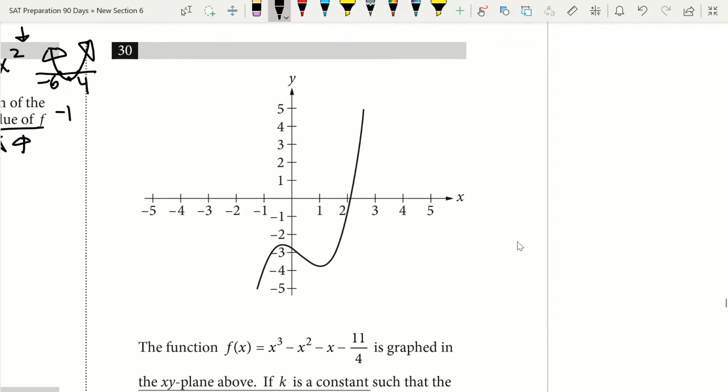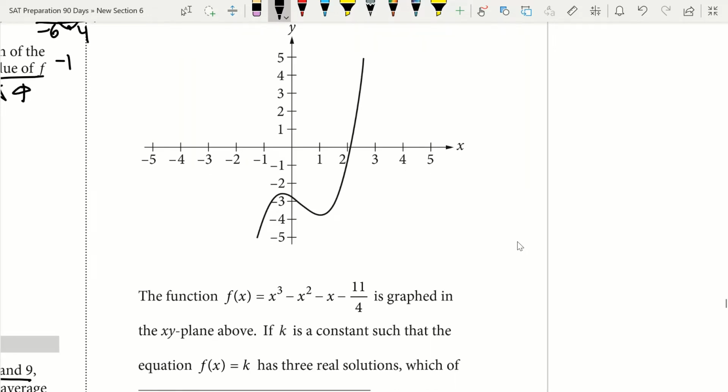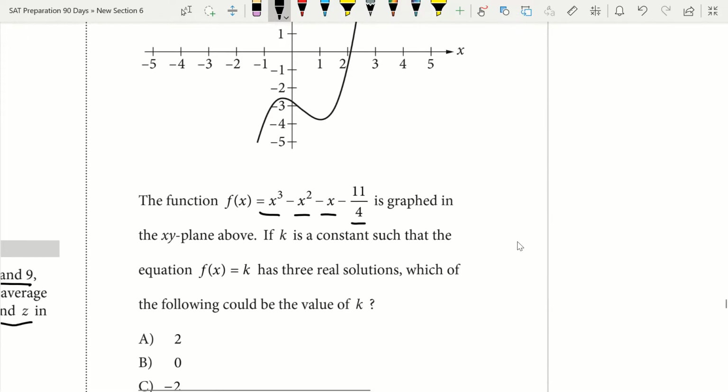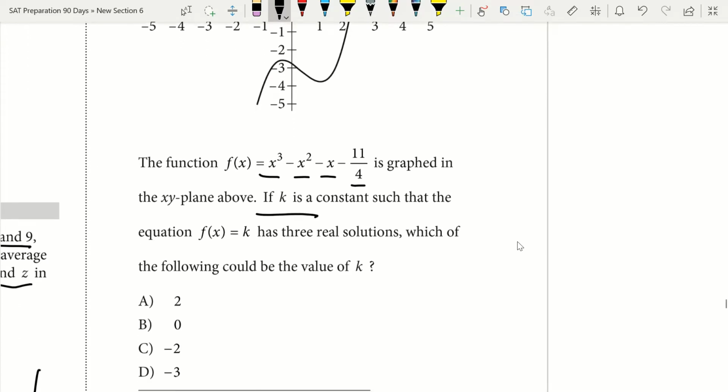So we've got 30, the function f of x equals x to the third power minus x squared minus x minus 11 over 4. It's graphed in the xy plane. If k is a constant such that the equation f of x equals k has 3 real solutions, which of the following could be the value of k?